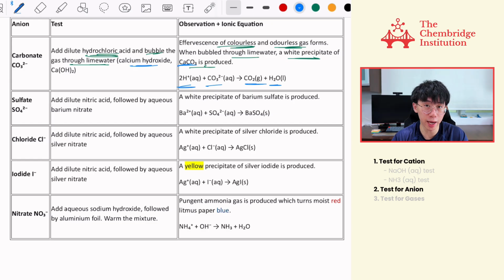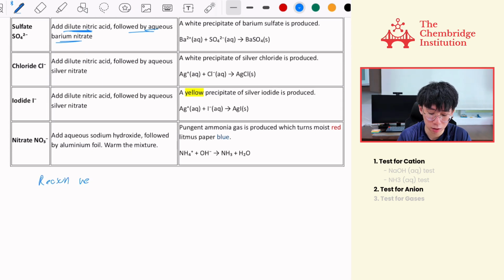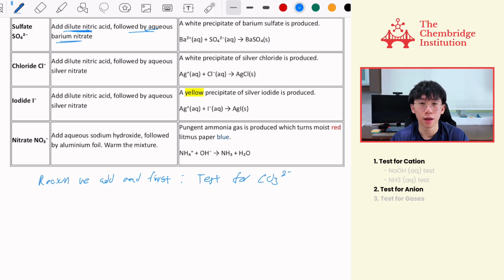Your sulfate anion, on the other hand, you will test by adding dilute nitric acid first, followed by aqueous barium nitrate. A lot of our anion tests, you want to always add an acid first, or you add acidified something. The reason why we add an acid first, this is very important, you can take this down, is because we always want to test for a carbonate anion first. If you do not test for carbonate anion, what's going to happen later on is that even though you might get a white precipitate in your observation, you still have no clue if it's a carbonate anion or the anion that you're testing.